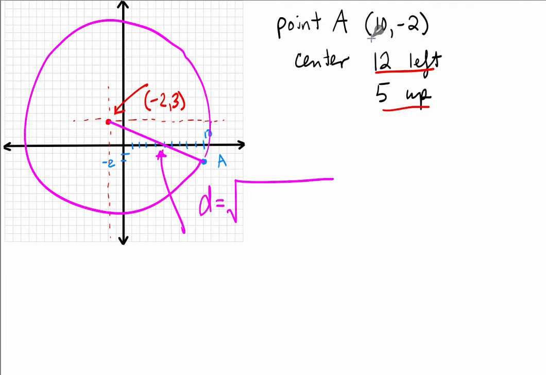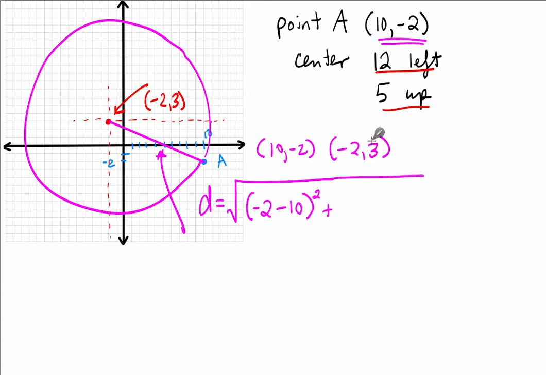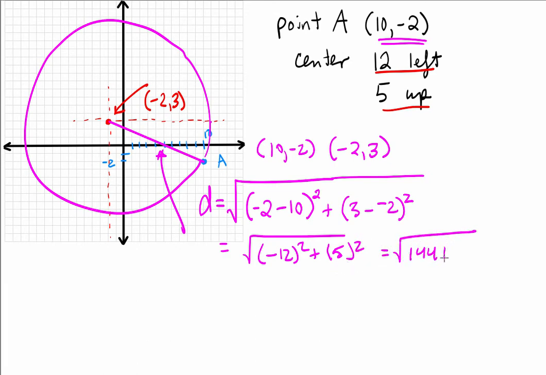And the distance from point A, which is at (10, -2), to the center, which is at (-2, 3), we can figure out by using the distance formula. So the square root of x of point number 2, -2, minus x of point number 1, 10, squared, plus y for point number 2, which is 3, minus y for point number 1, which is -2, squared, equals the square root of -12 squared plus 5 squared, equals the square root of 144 plus 25, which ends up being the square root of 169, which is 13. We now know that the radius is 13.